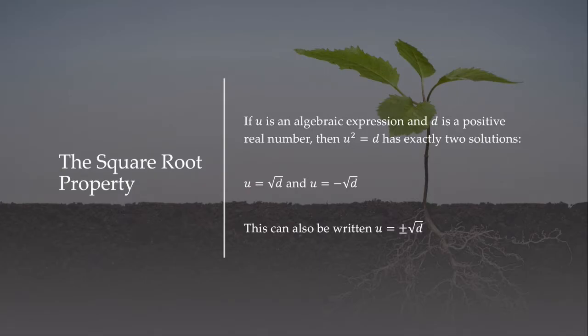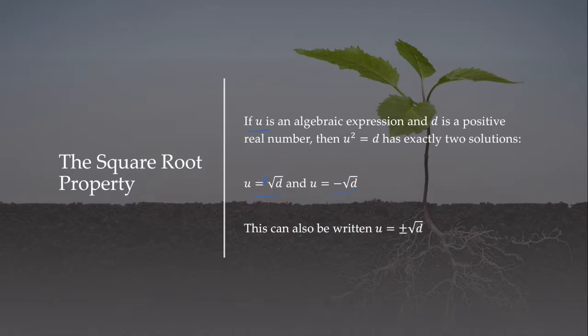Next, we're going to talk about the square root property. If u is an algebraic expression and d is a positive real number, then u squared equals d has exactly two solutions, the positive square root of d and the negative square root of d. This can also be written u equals plus or minus the square root of d.